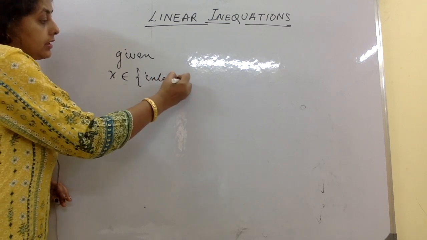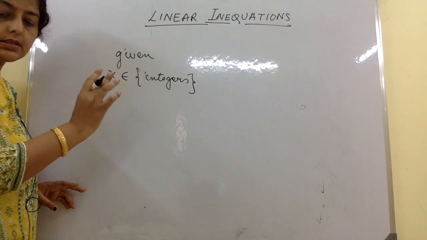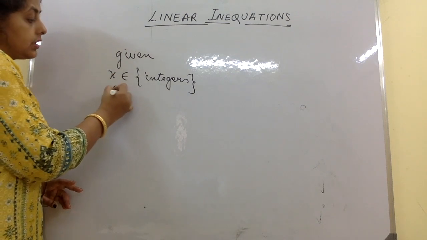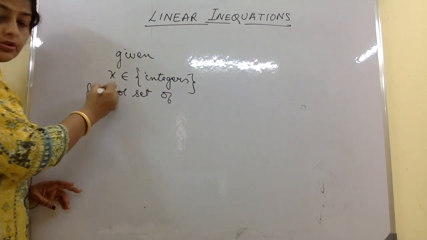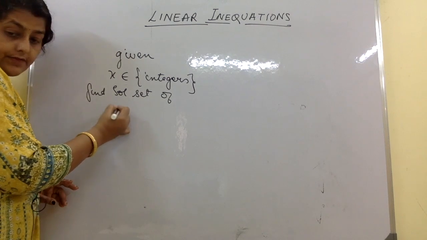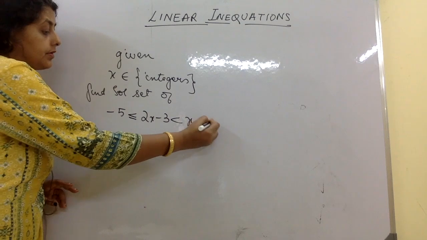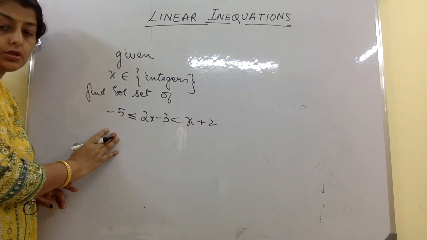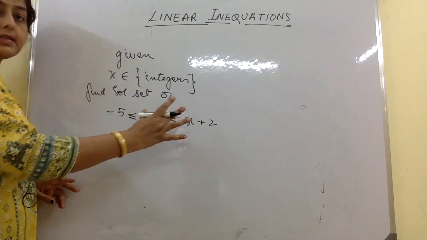This is how they will write the questions. They will write the questions in a variety of ways. You need to understand. Find the solution set of, okay, find the solution set of what? They have given -5. Now note the difference in this inequation. There are two inequality signs, twice it has come.